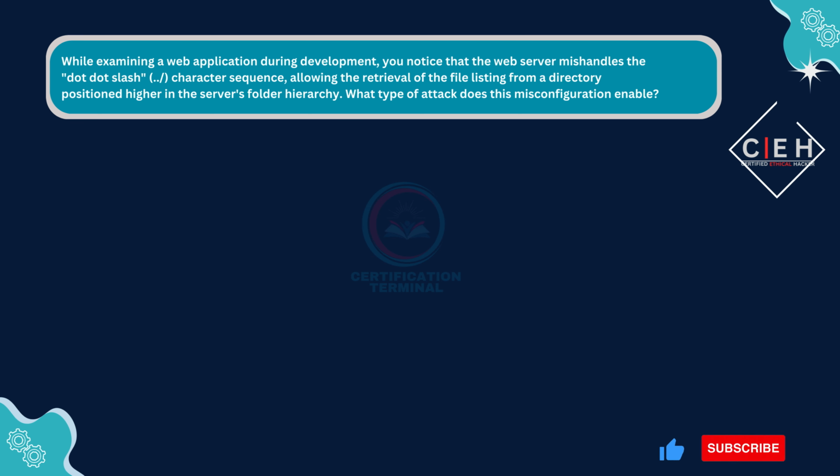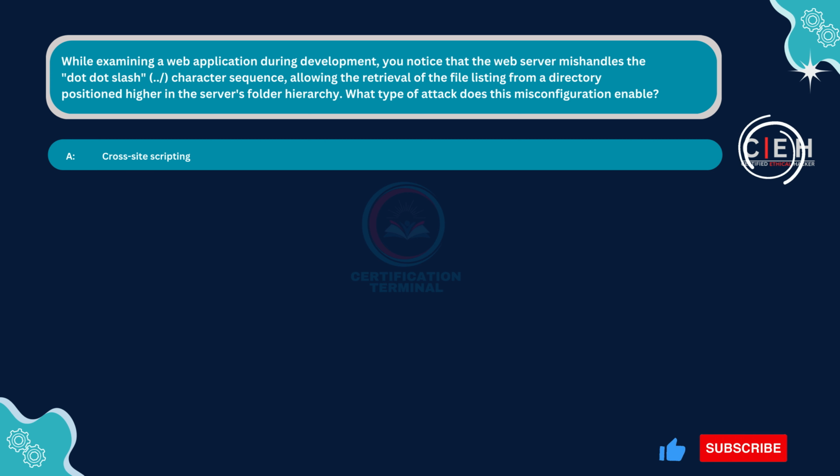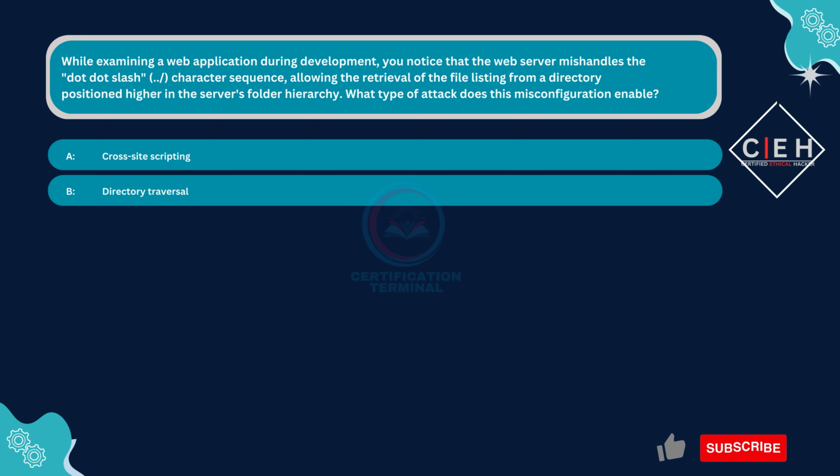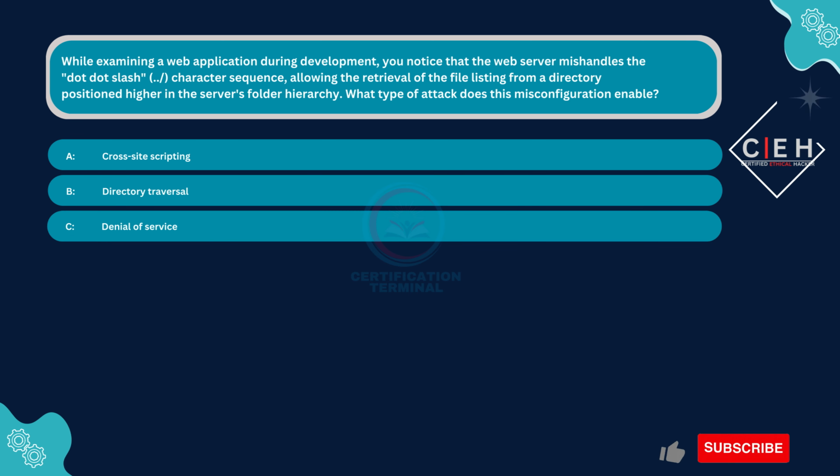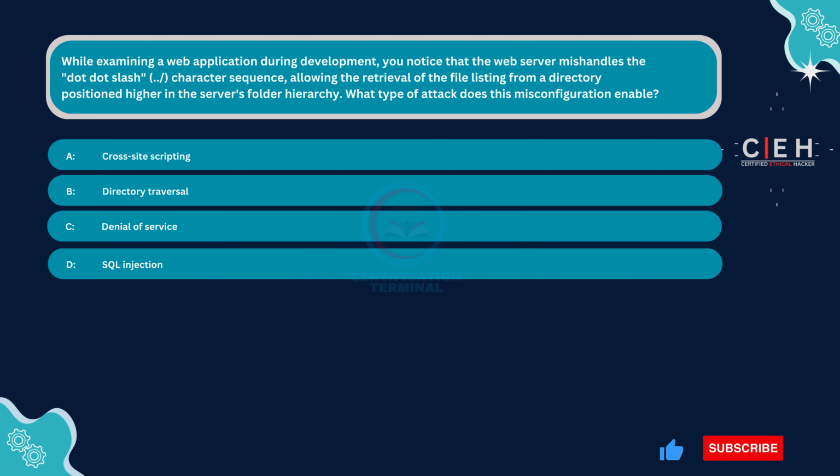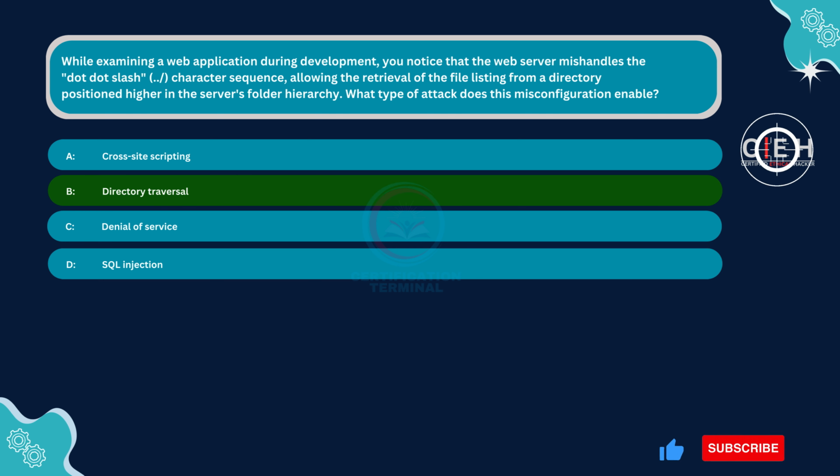Next question. While examining a web application during development, you notice that the web server mishandles the ... character sequence, allowing the retrieval of the file listing from a directory positioned higher in the server's folder hierarchy. What type of attack does this misconfiguration enable? Option A, cross-site scripting. Option B, directory traversal. Option C, denial of service. Option D, SQL injection. The correct answer is Option B, directory traversal.